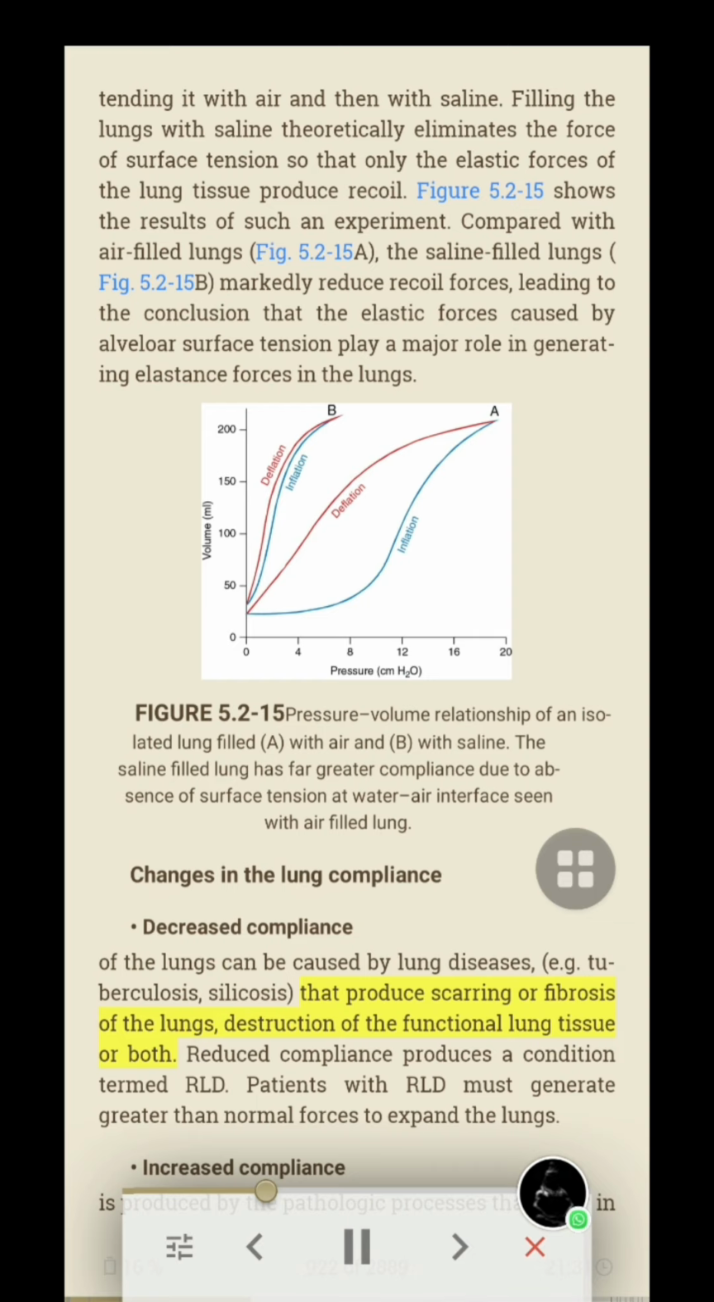Diseases such as tuberculosis and silicosis produce scarring or fibrosis of the lungs, destruction of the functional lung tissue, or both. Reduced compliance produces a condition termed RLD. Patients with RLD must generate greater than normal forces to expand the lungs. Increased compliance is produced by the pathologic processes that occur in emphysema as well as from the aging process.